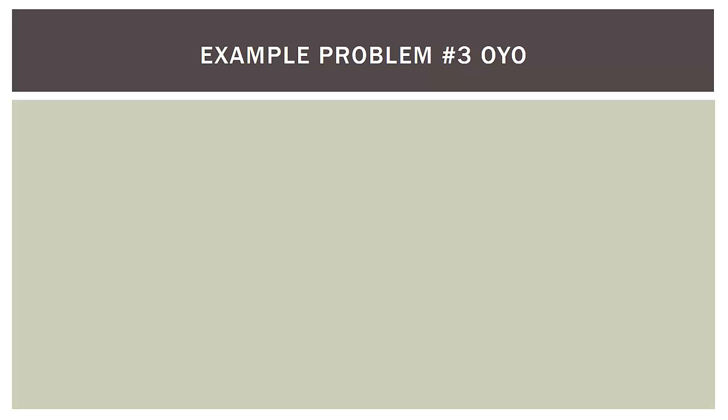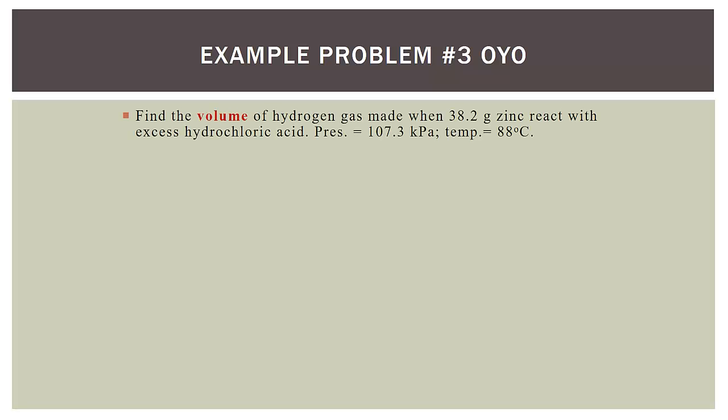All right, let's have you try this one on your own. It says, find the volume of hydrogen gas made when 32.8 grams of zinc reacts with excess hydrochloric acid. It gives us our pressure at 107.3 kilopascals and our temperature at 88 degrees Celsius. So I'm going to give you a little hint on this first one. Remember, first of all, we're not at STP, and we're going to use a different R value. Why? Because it gives us the pressure in kilopascals.